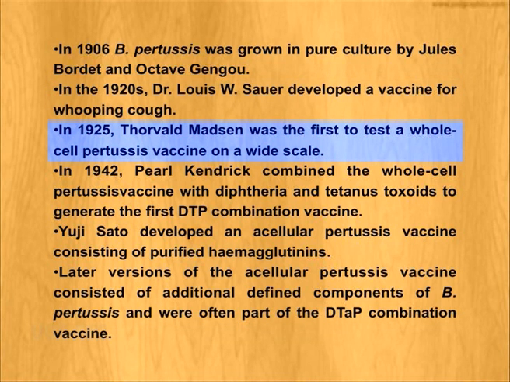In 1925, we have Thorvald Madsen, who actually tested a whole cell pertussis vaccine on a wide scale. So this was the first human trial, that is in 1925. And in 1942, the whole cell pertussis vaccine was combined with diphtheria and tetanus toxoids, and the first DTP combination vaccine was given in 1942 by Pearl Kendrick.